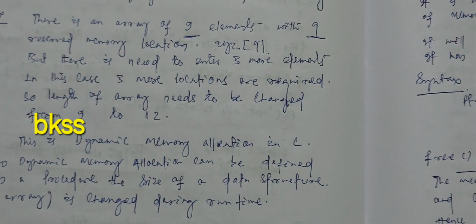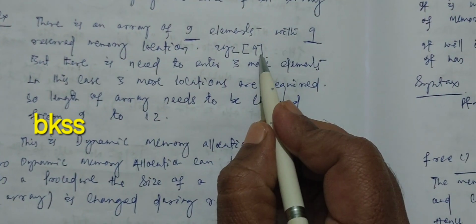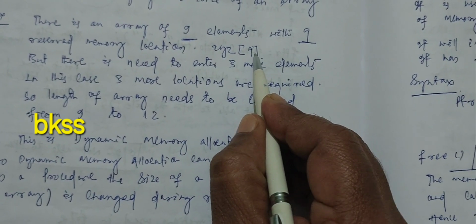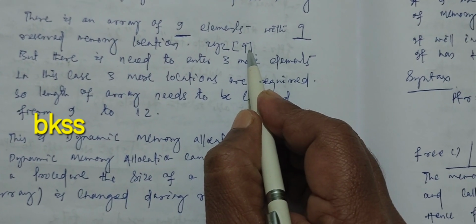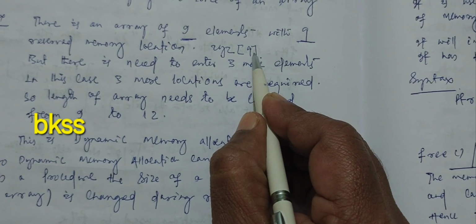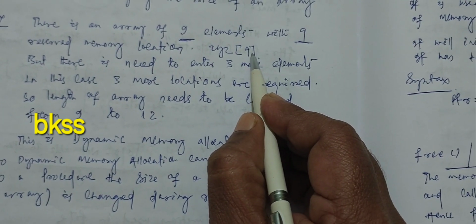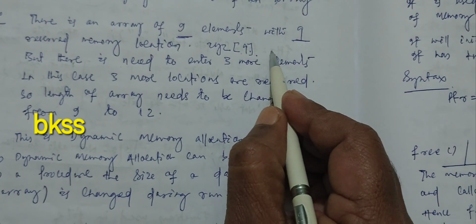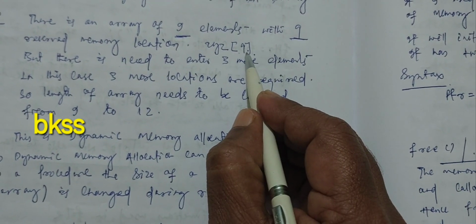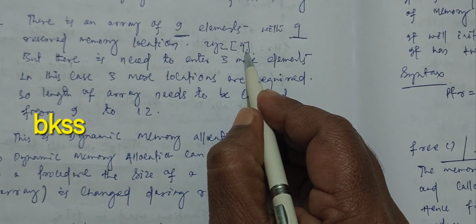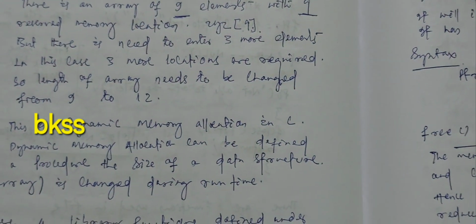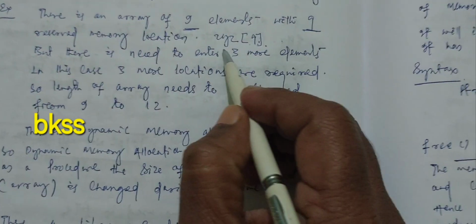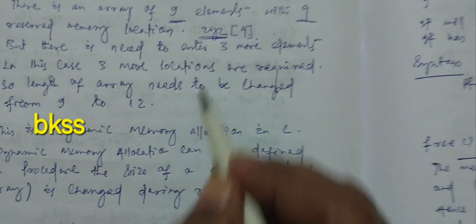But there is a need for 3 more elements. Suppose I want to add 3 more elements into it. So how can I add these 3 more values into this array with 3 more locations, where 9 memory locations are already reserved? That is what my 12 elements will be added to the XYZ array.